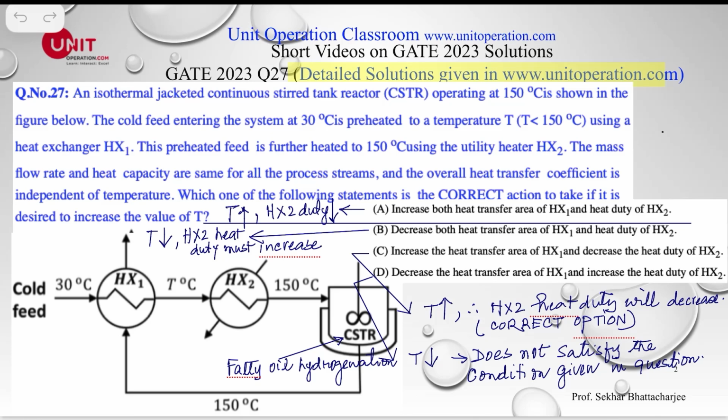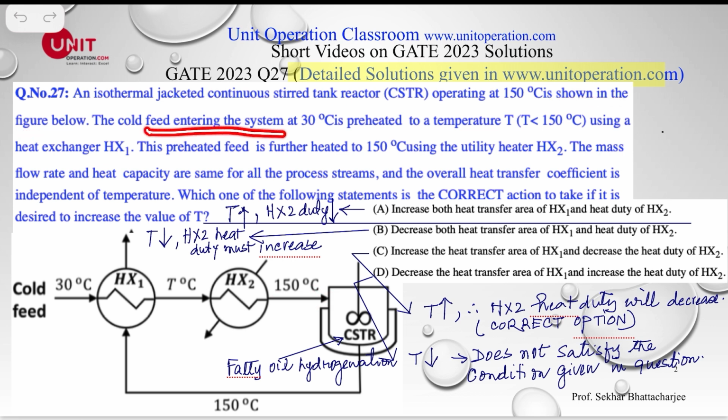Unit Operation Classroom, GATE 2023, question 27. An isothermal jacketed CSTR, which is this one. This is the jacket. And this could be any process, something like, let's say, fatty oil hydrogenation process. This is operating at 150 degrees Celsius. So the feed to this one comes at 150 degrees Celsius as shown in the diagram.